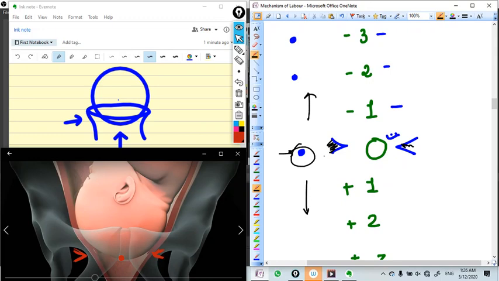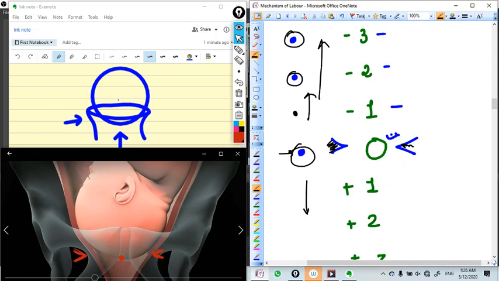zero station. If the leading part has not reached the spine yet, but it is 1 centimeter above the spine, then it is called -1 station. If it is 2 centimeter above the spine, we call it a -2 station. If the leading part is 3 centimeter above the ischial spine, we call it a -3 station.